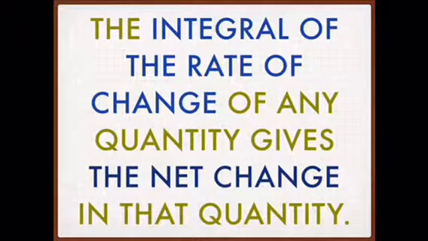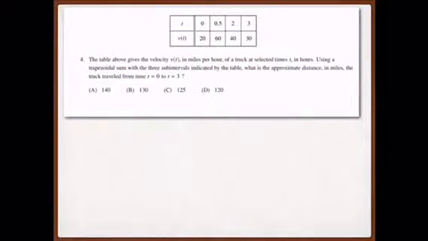I know it might sound a bit complicated now, but when we start solving questions, you would understand it even more. So let's solve this question. This is question number 4 in 2017 AP Calculus, AP no calculator. Okay, so let's start by reading the question. The table above gives the velocity V(t) in miles per hour of a truck at selected times t in hours. Using trapezoid sum with 3 subintervals indicated by the table, what is the approximate distance in miles the truck traveled from time 0 to time 3?